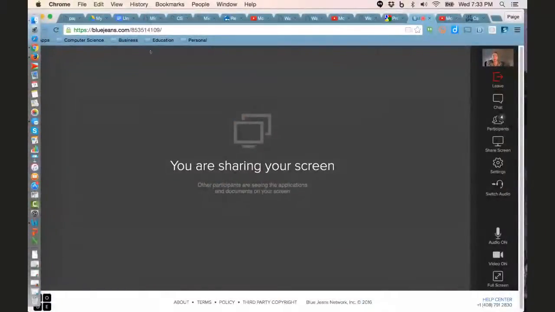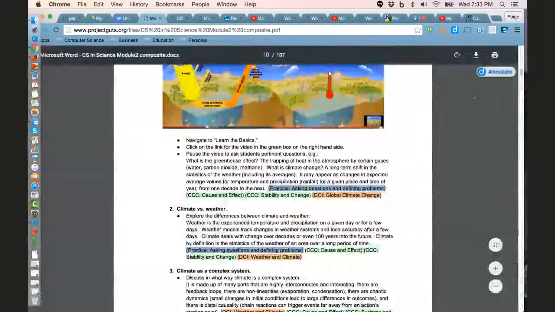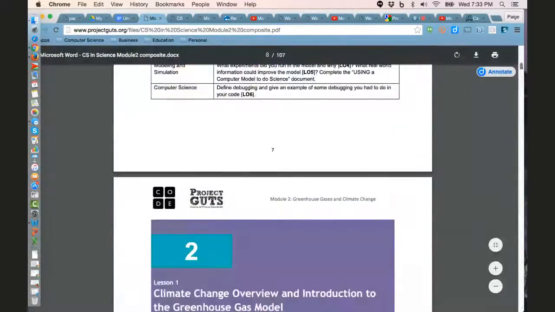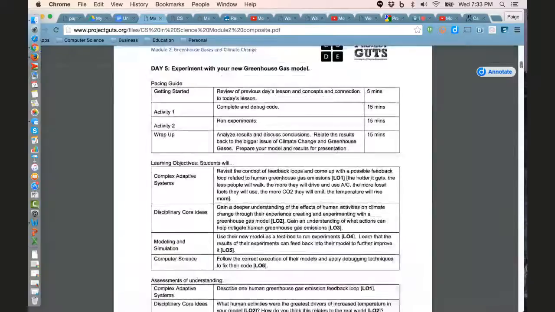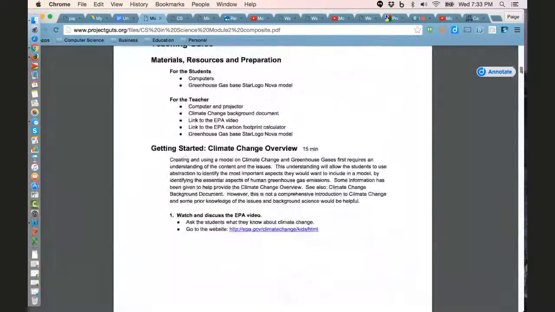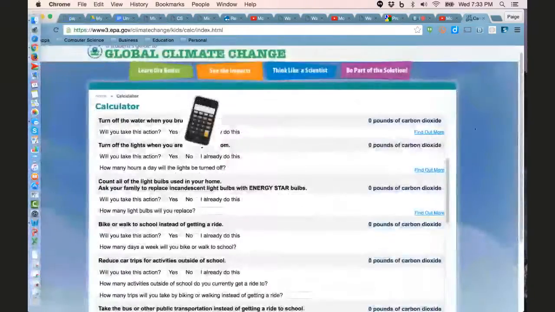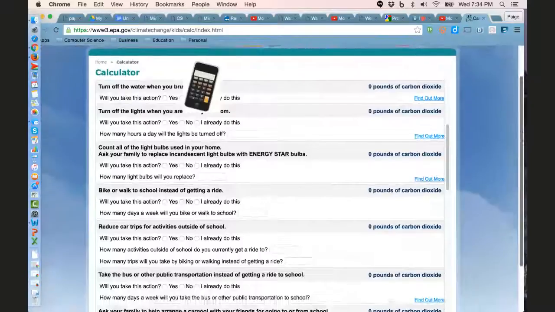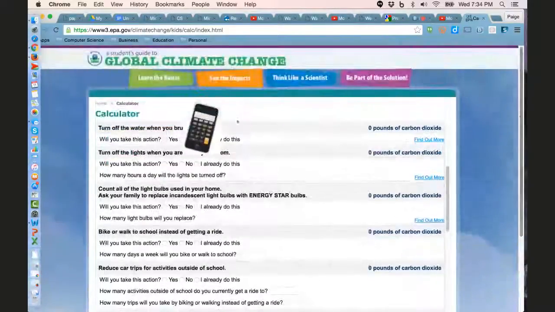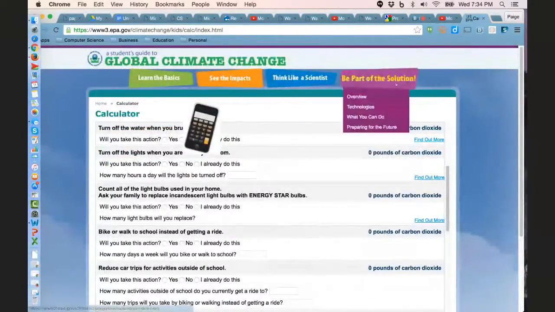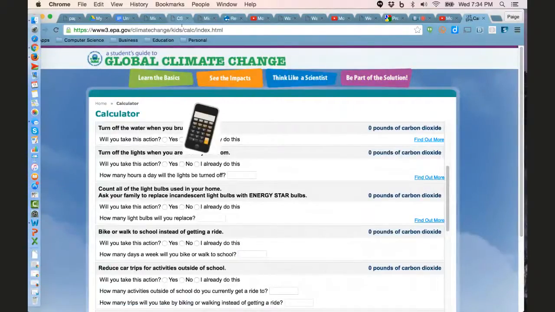Okay. So let me go back to what I was doing very quickly. With the climate change module, we were looking at the EPA website that has all the calculations, and so that's what that looks like. Kids are very successful with it, and I find it leads to very nice discussions in general.